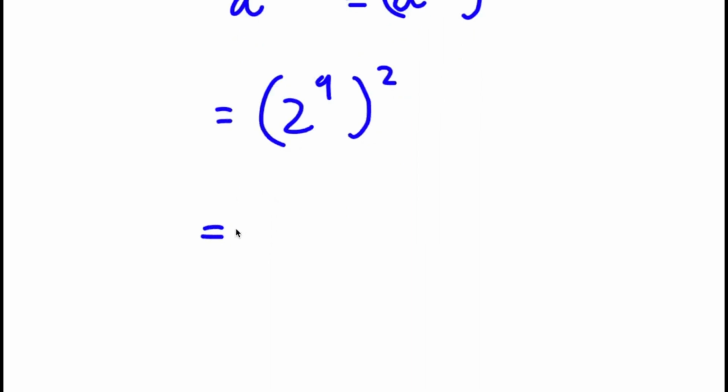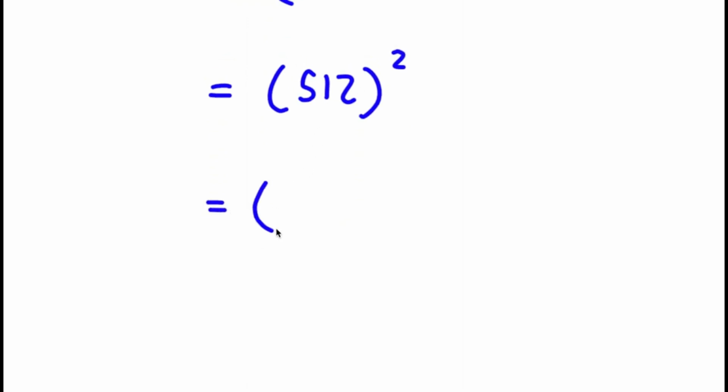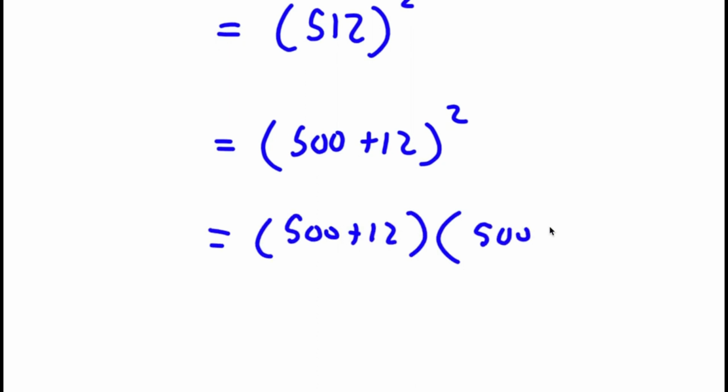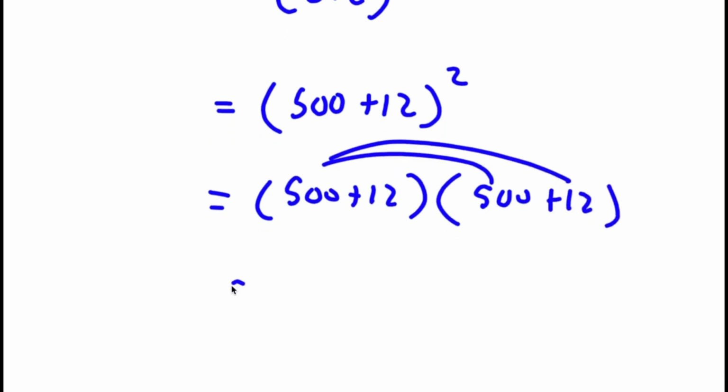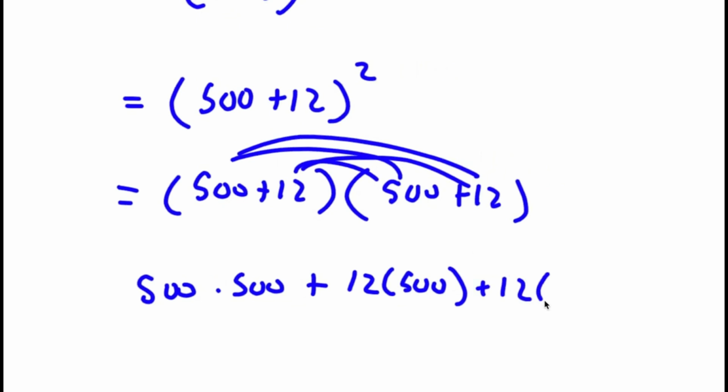Now 2 to the power of 9, this is equal to 512, so I have 512 to the power of 2. 512, I'm going to rewrite this as (500 plus 12) to the power of 2. Now this is the same thing as (500 plus 12) times (500 plus 12). So to solve this, I'm going to first start by distributing the 500. So now I have 500 times 500 plus 12 times 500. Now if I distribute the 12, I have plus 12 times 500 plus 12 times 12.